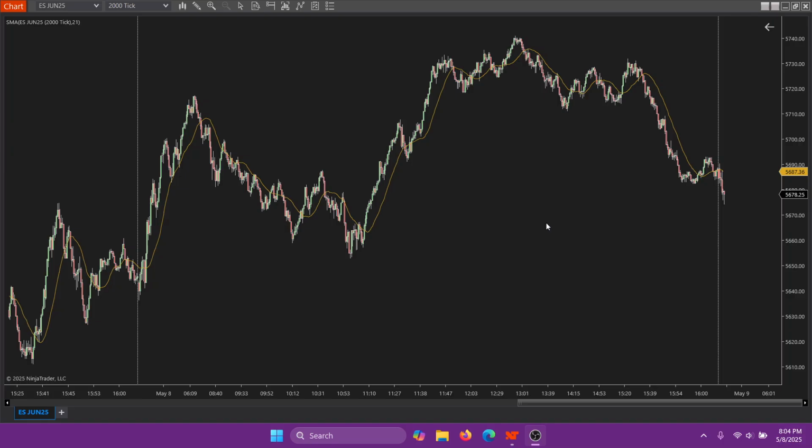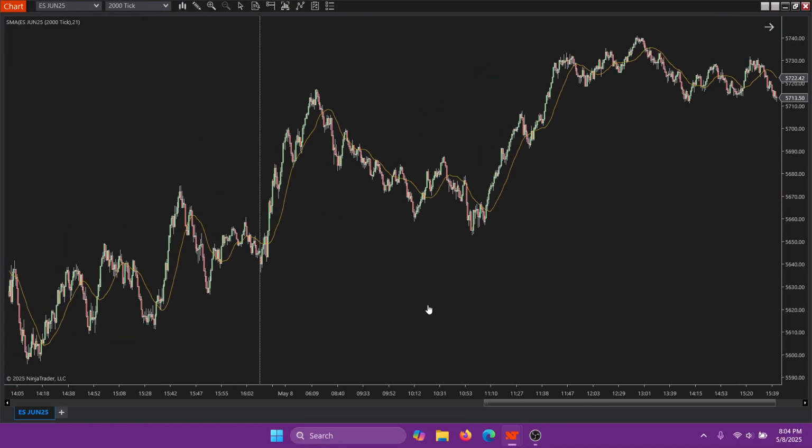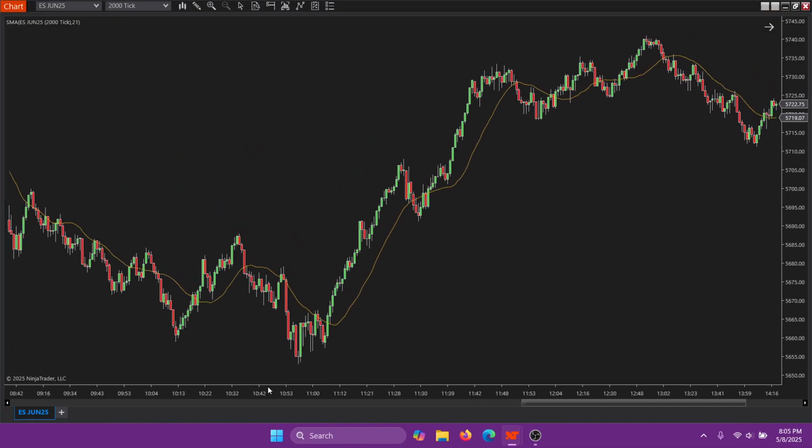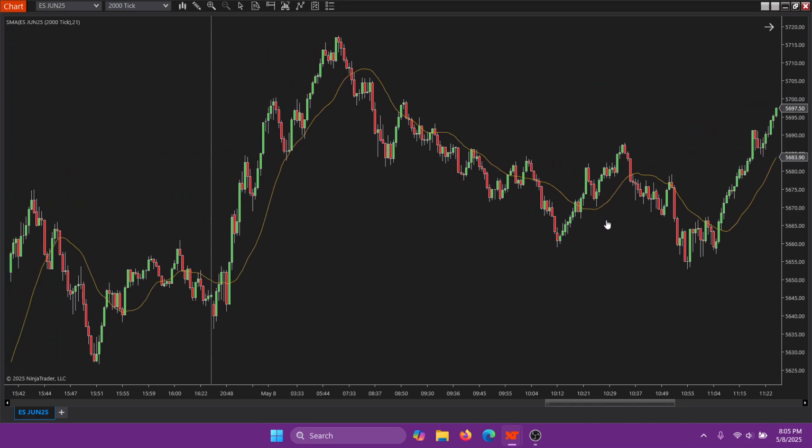This is the S&P 500 ES 2000 tick chart futures. We're going to start a daily chart lesson on the S&P 500 and maybe add the NASDAQ as we go along. We're going to do the 2000 tick chart and the 5-minute chart tonight. This is for the day, this is 5/8. Evening of 5/8 is when we're doing this video.